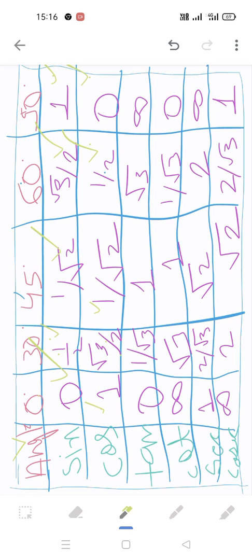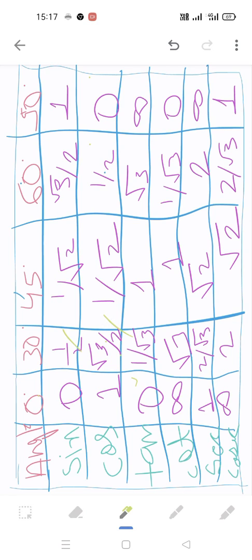Let me erase all this mess. Now divide sine by cos. If you divide sine by cos, the answer of tan will be in front of your eyes. You can find the tan. 0 divided by 1 will be 0. Okay, 1 by 2 divided by root 3 upon 2, so 2 is cancelled by 2.